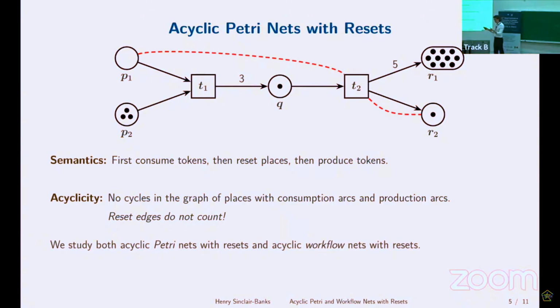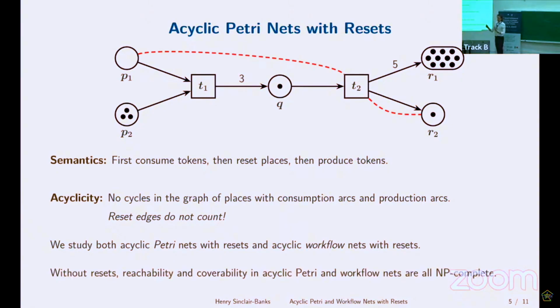And this talk is about what we study. We study acyclic Petri nets with resets and acyclic workflow nets with resets. Just to mention that acyclicity really restricts your model without resets. If you were just to restrict Petri nets and workflow nets to be acyclic, then reachability and coverability are all NP-complete in all four combinations of reachability and coverability in Petri and workflow nets. So this really restricts what you can do.